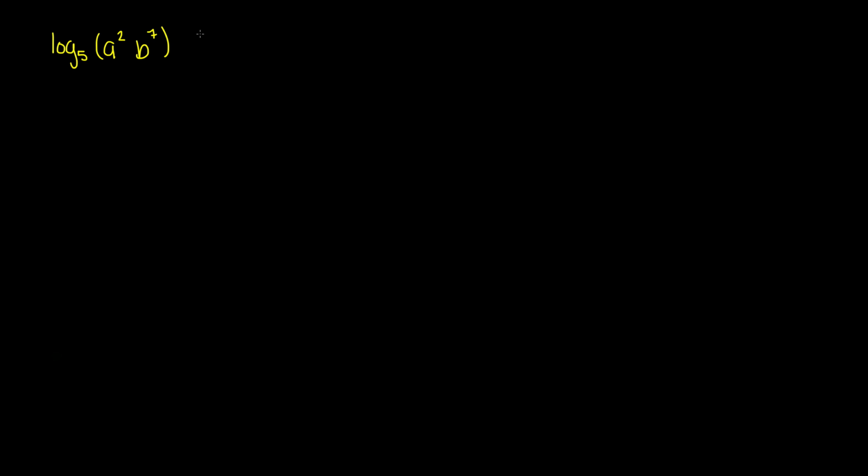Okay, so the first thing I'm going to do is use the product property and expand these two, break them apart. Since I'm multiplying inside the parentheses, I'm going to break them apart by adding them, log base 5 of a squared plus log base 5 of b to the 7th.